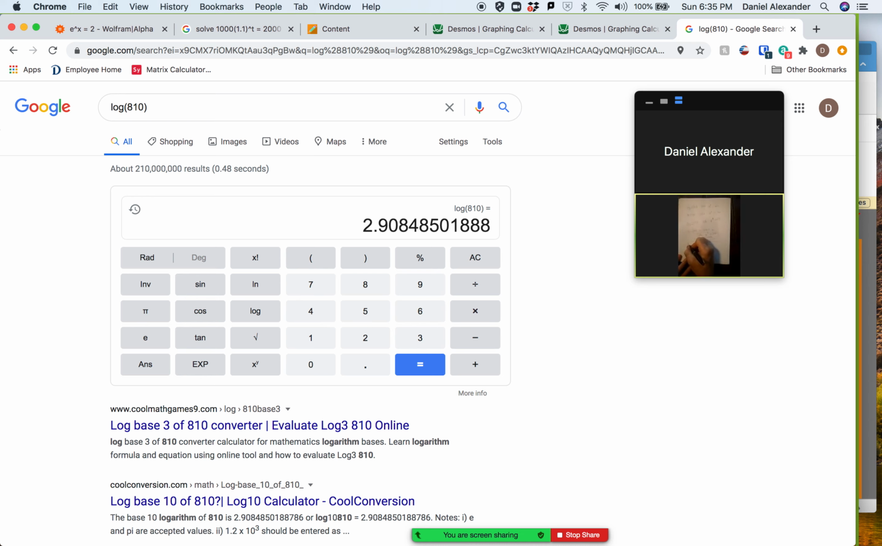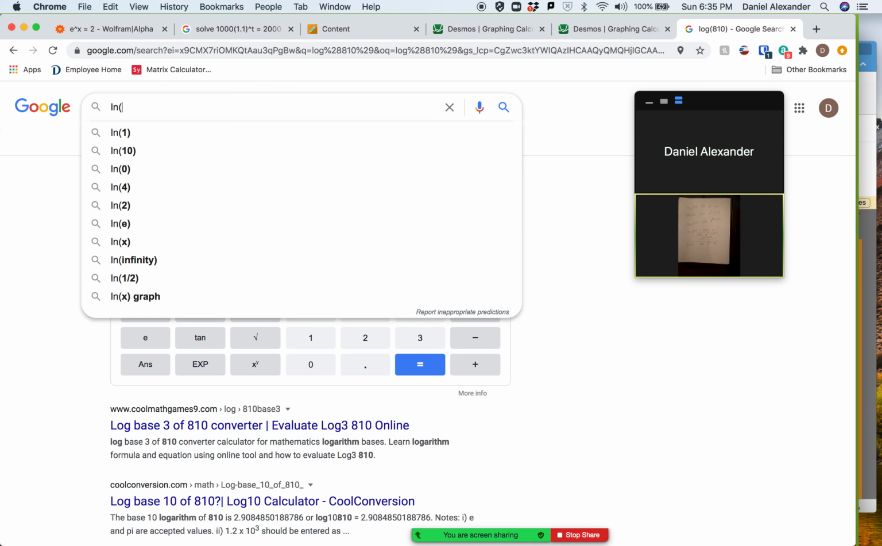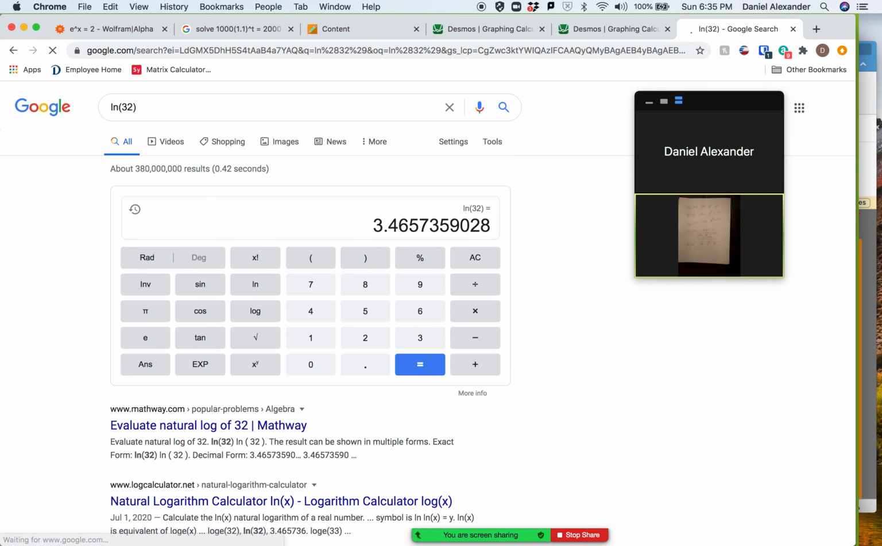Let's solve the next one, natural log of 32. And that's going to solve e to the x equals 32. So let's see what happens there. Again, I'm just going to write natural log of 32. See what I get. Okay, I get 3 point, again I'm just going to go to 3 digits and round, 3.466 is my answer. And that's going to solve e to the x equals 32. So e to the 3.466 is about 32. And again, you can check.